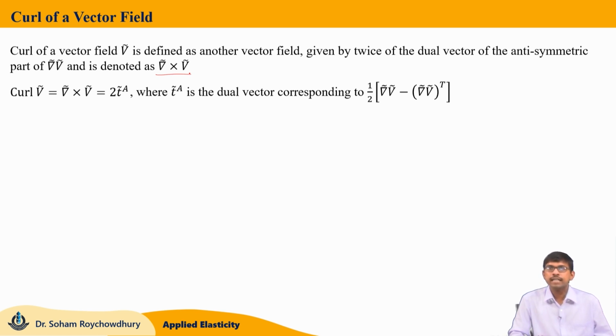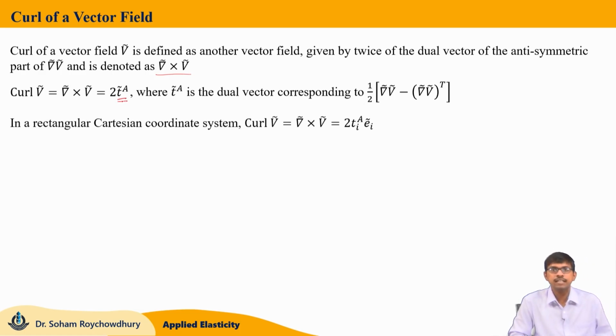Any tensor can be written as the summation of a symmetric tensor and an antisymmetric tensor. So the gradient of v tensor can be written as the summation of a symmetric tensor and an antisymmetric tensor. Here that antisymmetric part is chosen, which can be written as half of grad v minus grad v transpose, and the dual vector of this antisymmetric tensor is this T_A. Twice that dual vector defines the curl.